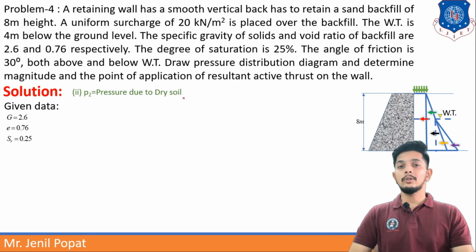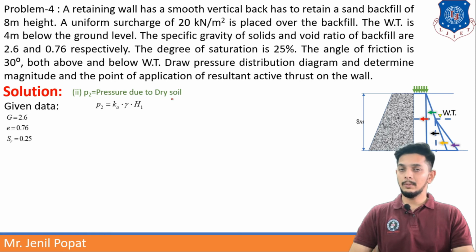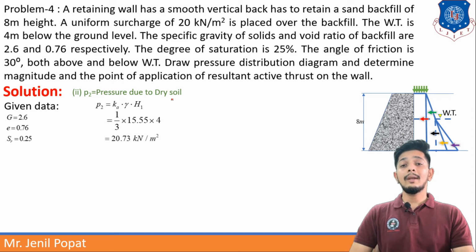P2 is the pressure due to dry soil. Due to the dry backfill, or we can say the upper half triangle, P2 is equal to Ka into gamma into H1. We did the whole process in parts, so it will be easy. Now K has already been found, gamma we know, and H1 is 4 meter. So P2 will be 20.73 kilonewton per meter square.